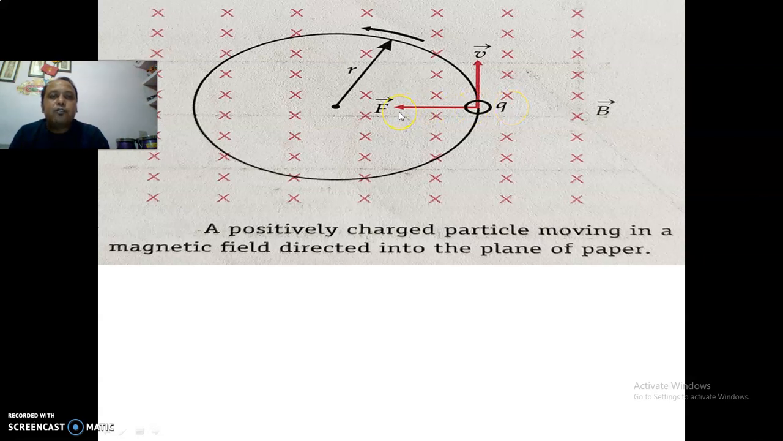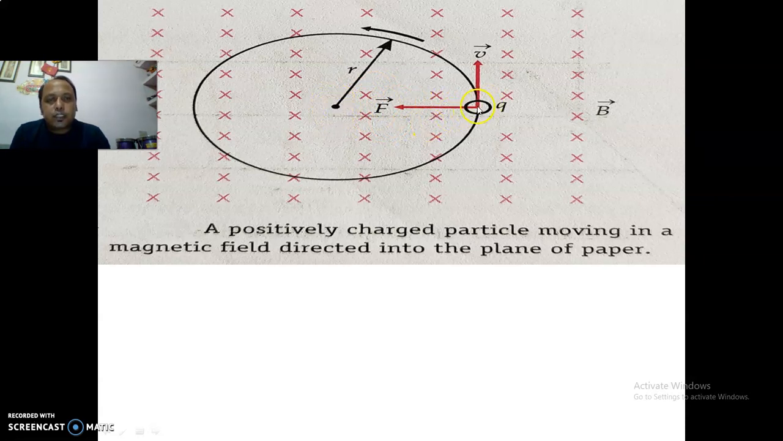So the direction of force will be given by Q V cross B, the cross product of V and B. You can use the right hand thumb rule or right hand screw rule, and you can see that if the curved fingers of your right hand move from V to B, then the thumb will be towards the direction of force, as shown in the figure, towards this point.